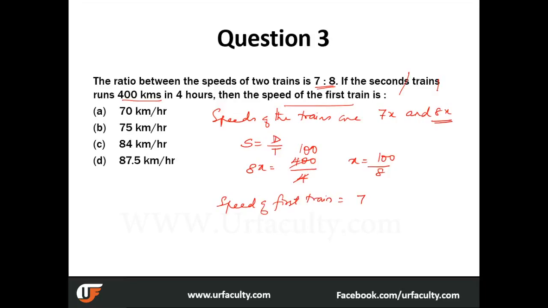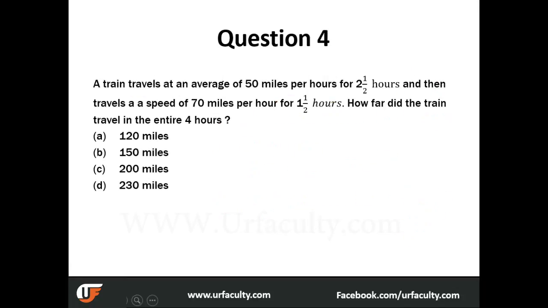which is equal to what? 7x. So 7 into 100 by 8. Now you can see what can be done. So we can cancel this out and okay, we'll put the 700 by 8. Okay, 8 8s are 64, 7.5. 87.5 kilometer per hour. That's the speed of the first train. Fair enough. We'll now move on to the next question.